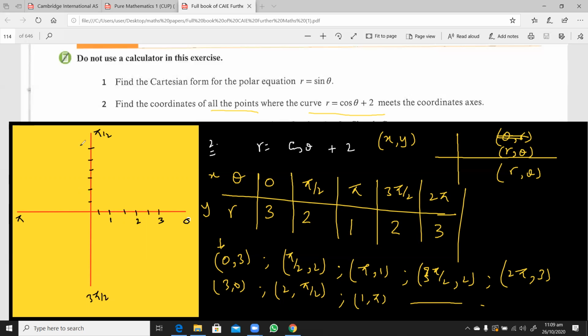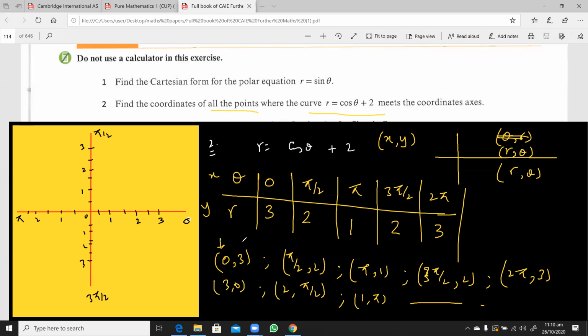So I have 3 over here, 2 over here, and 1 over here. Similarly, this is going to be 1. I'll not be writing this as minus here, okay? Because you see, the radius is always positive. And this is going to be 1, this is going to be 2, and this is going to be 3 over.